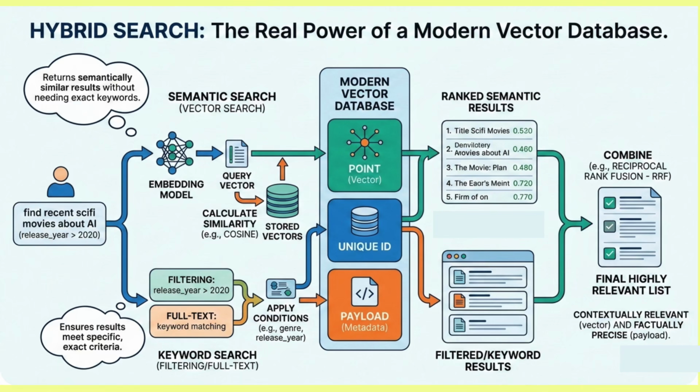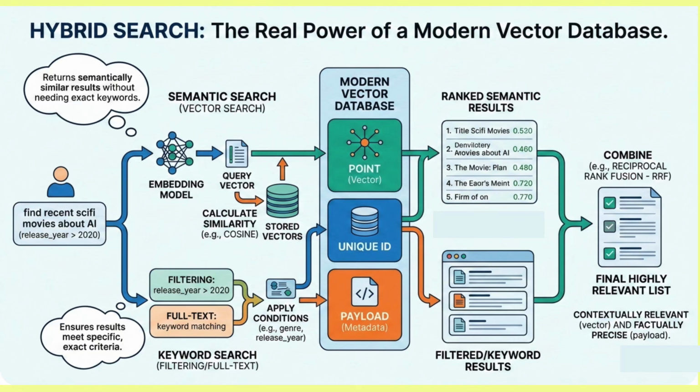Second, we have keyword search. This leverages the unique ID and the payload or the metadata for precision and specific constraints. This further has two types. First is the filtering, and second is full text search. So first, let's talk about filtering. You use the structured payload or metadata to filter the results. You apply conditions to the non-vector data before or after the semantic search. This acts like the where clause in a SQL database. It ensures the returned results meet specific exact criteria.